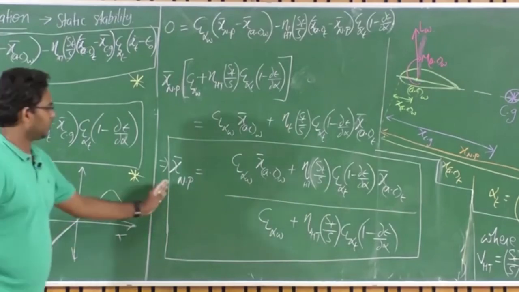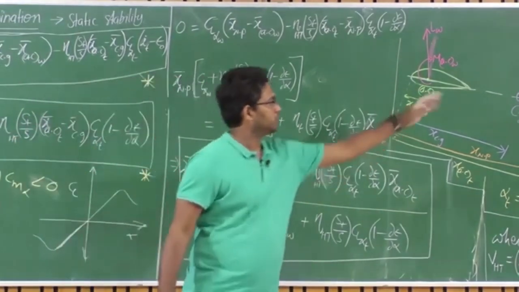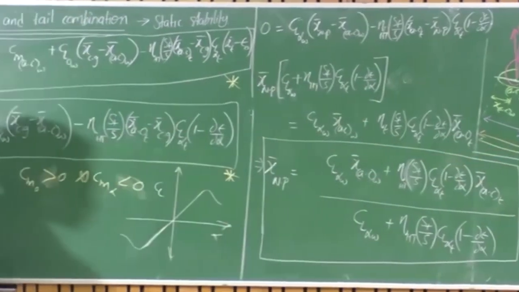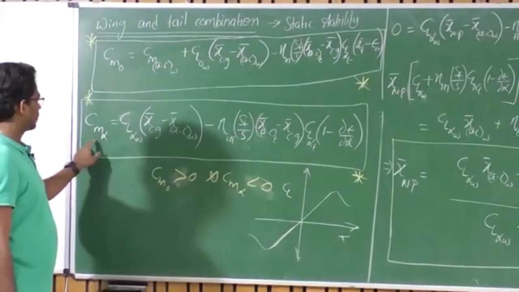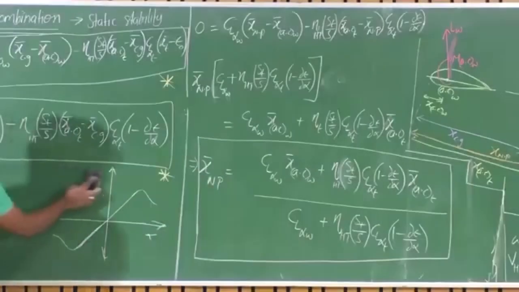If you go beyond this neutral point location, if you locate the CG of the configuration behind the neutral point, what happens is this will become positive. Okay, so this becomes positive, which means the system becomes unstable. So do you want me to prove that?